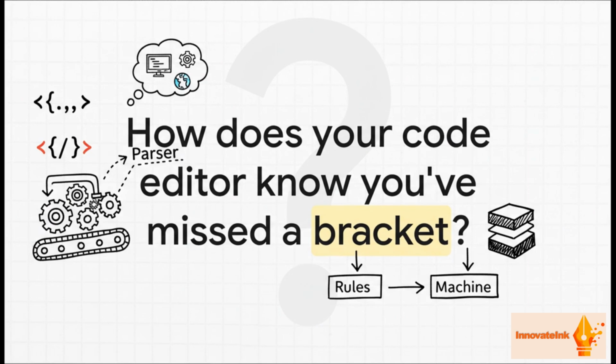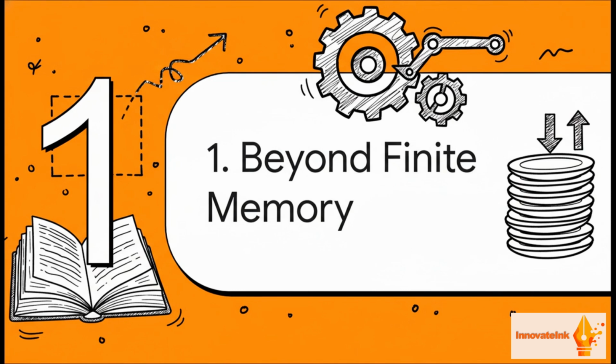That little grammar is exactly how parsers in your code editor can spot a missing bracket and light it up in red instantly. So, the big question is, what kind of machine can actually follow these kinds of nested rules? To answer that, first we've got to appreciate the problem we're trying to solve. Let's take a look at why simpler machines just aren't going to cut it. We have to go beyond the limits of finite memory.